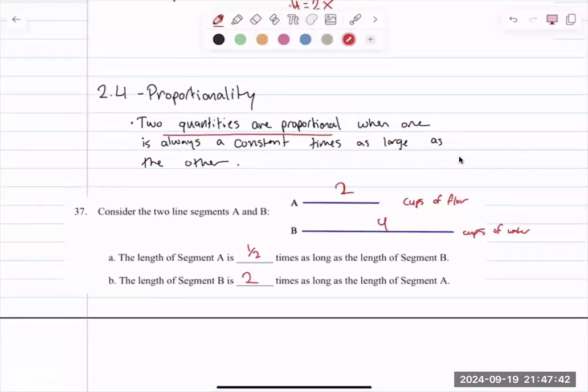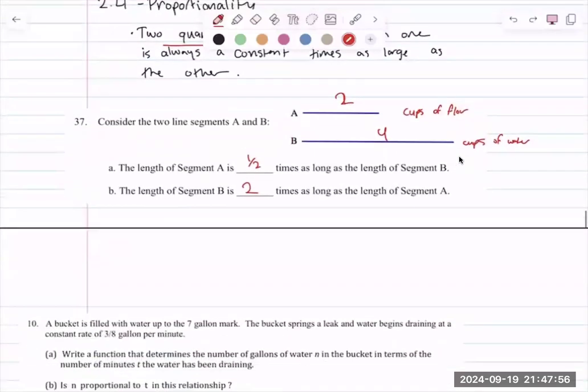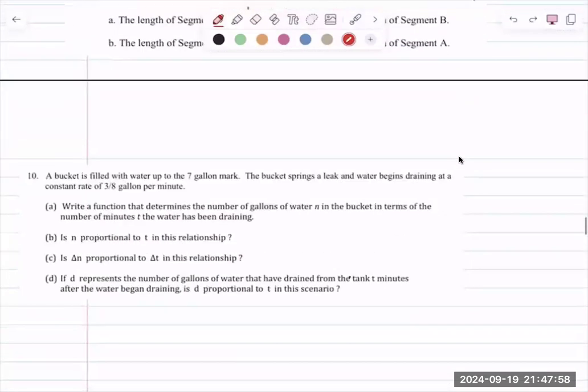And so that's the difference between proportionality and constant rate of change. In one, this B will always be twice as large as A. But in constant rate of change, just the changes in these values will always be a constant times as large. So that's a word vomit, honestly.